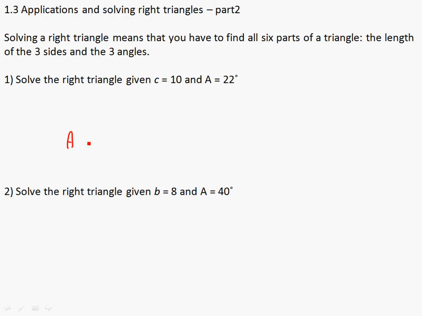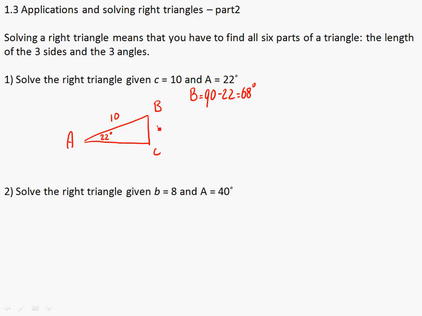I usually put the angle that's given down here. So if that's 22 degrees and C is 10, and C's got to be the right angle, then this is sort of the way that the triangle might look. What parts do I still have to find? Well, I have to find this angle, so that's going to have to be B. So how do you find B? Okay, so that's 68, right? So that will be easy.